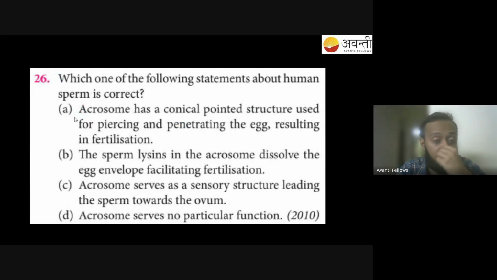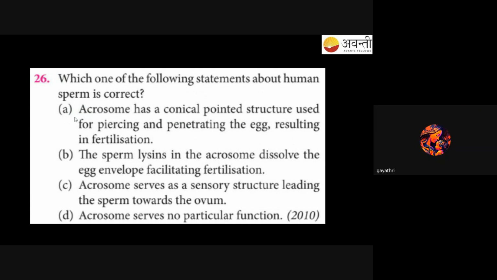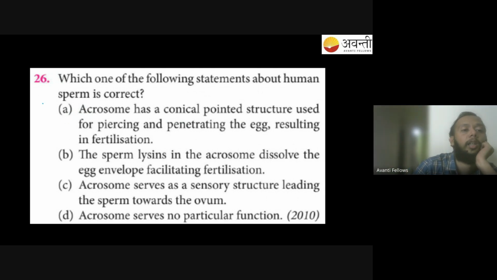Again, read the question very carefully. Which of the following statements about human sperm is correct? You have certain statements over here. Read them carefully and then tell me the correct answer. You have to read by yourself. Gayatri, tell us. Sir, option A. Okay, that is saying option A. Other people.